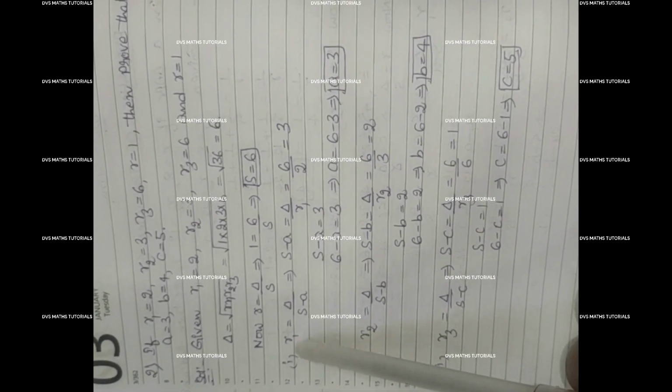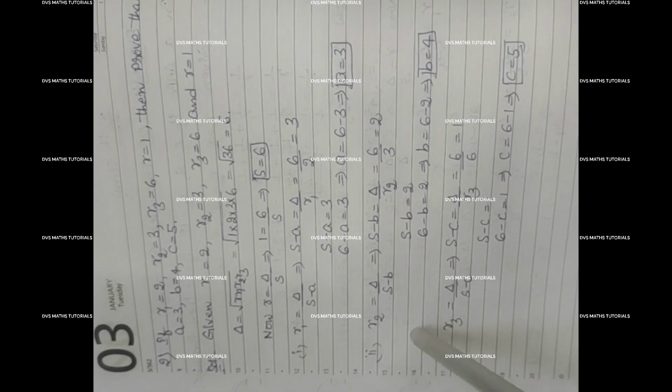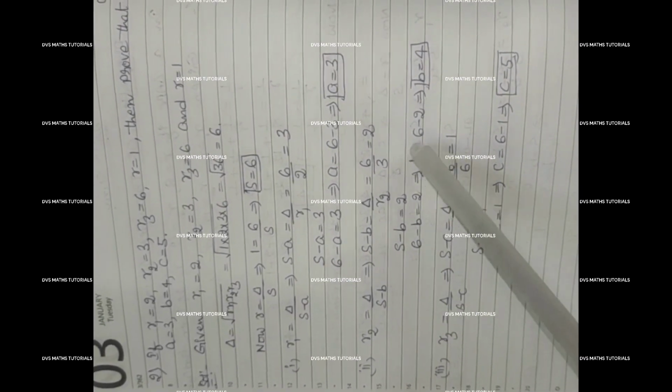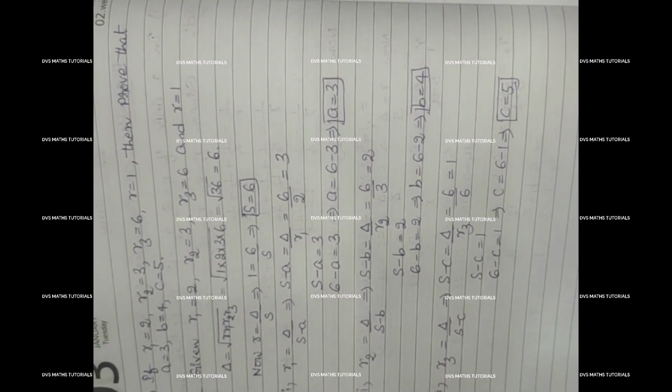And again by using r1 equal to delta by S minus A, what is the value of A? 3. r2 is equal to delta by S minus B, you will get the value of B as 4. r3 is equal to delta by S minus C, you will get the value of C as 5.